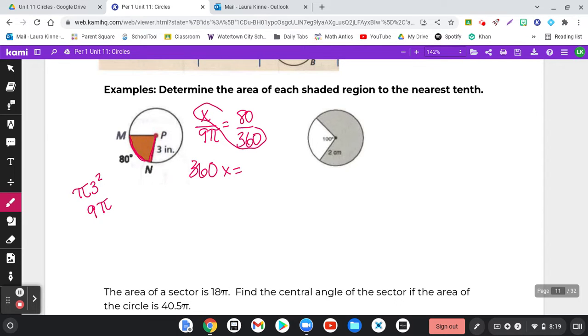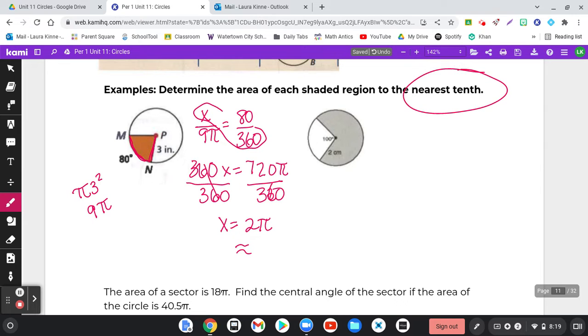equals, I usually just multiply the 80 and the 9 together. I don't multiply the pi yet, so I'll do 720 pi, because sometimes it'll say leave your answer in terms of pi. So we'll divide both sides by 360 and we get 2 pi. If it said in terms of pi, that's your area. But it wants us to round to the nearest tenth, so we'll do 2 times pi in your calculator: 6.3 inches squared.